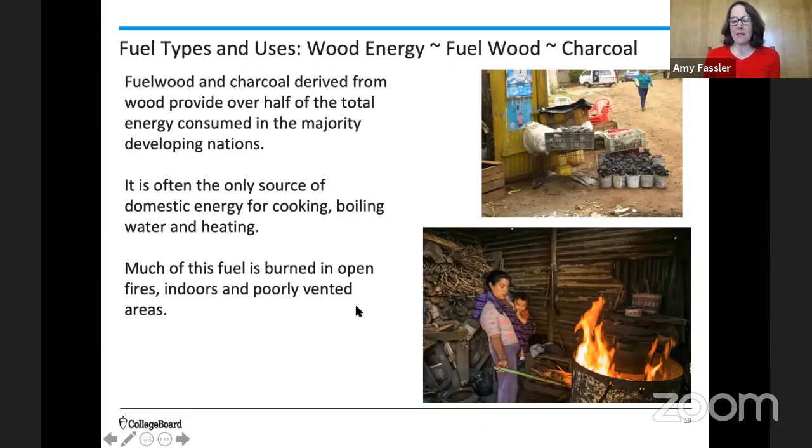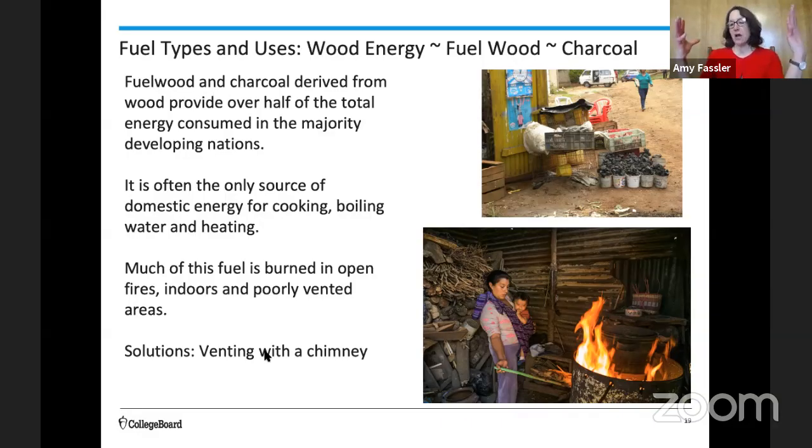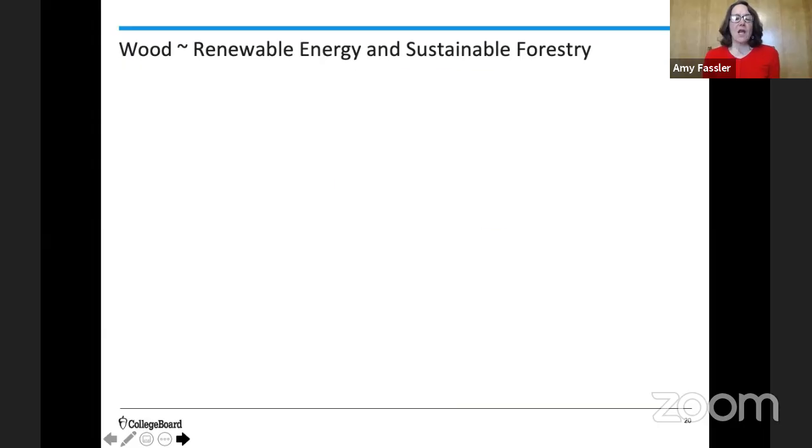We're going to come back in the latter part of the week when we look at air pollution, and we'll talk about that as well. One of the solutions that some nonprofit groups are working on with people in developing countries is to try to provide them with a chimney or some type of ventilation system, so that they can reduce the exposure of women and children to some of those indoor air pollutants. So we'll wrap back around to that in a little bit.